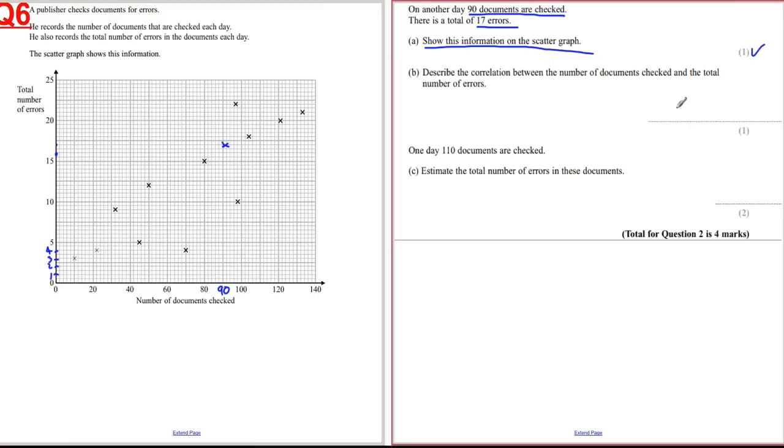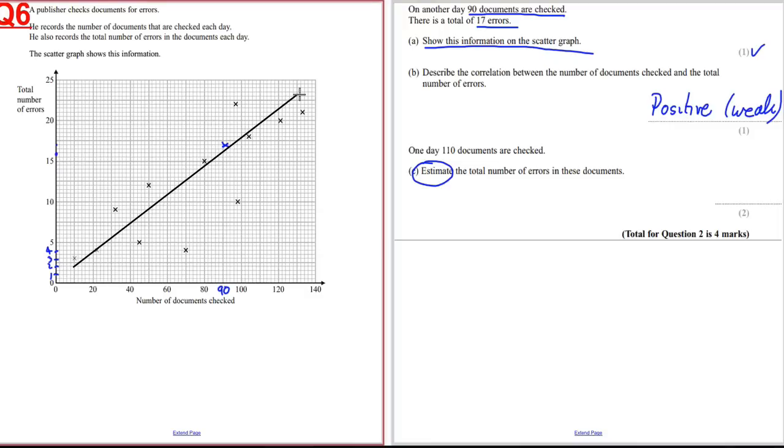Describe the correlation, where you could just say that it's not a great correlation, but it's just about a positive correlation. You might even put weak. On one day, 110 documents are checked. Estimate the number of errors. So, firstly, line of best fit, obviously. Line of best fit looks something like that. Now, is that decent? It's got 1 on the line, 1, 2, 3, 4, 5, 6 above, 1, 2, 3, 4, 5, 6 below. But actually, that's spot on. That's a decent effort there.